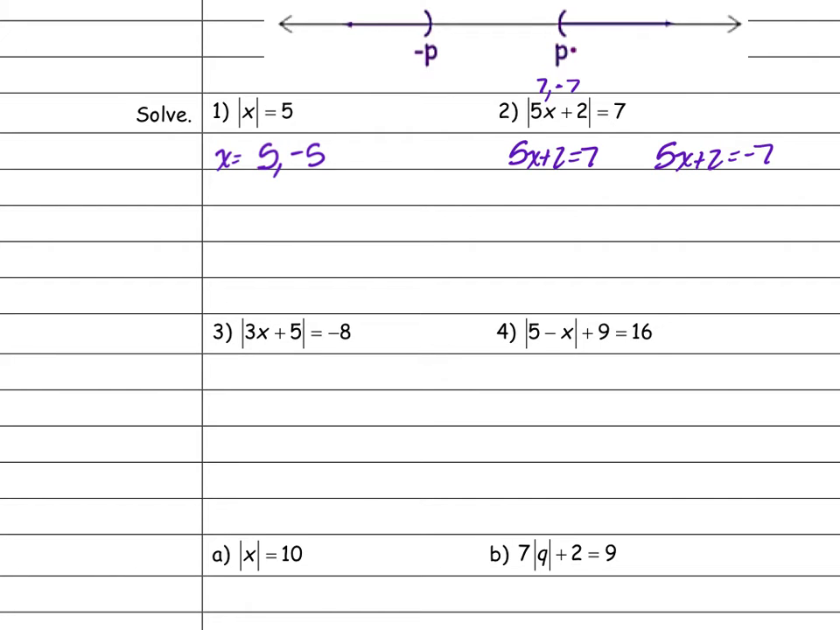X is not going to be the same on these two problems as they were on number 1, where they were the same number. This one should have different numbers. We'll find out. So subtract 2. So I've got 5x equals 5 and 5x equals negative 9. Divide by 5. And x is going to equal 1 or negative 9/5.